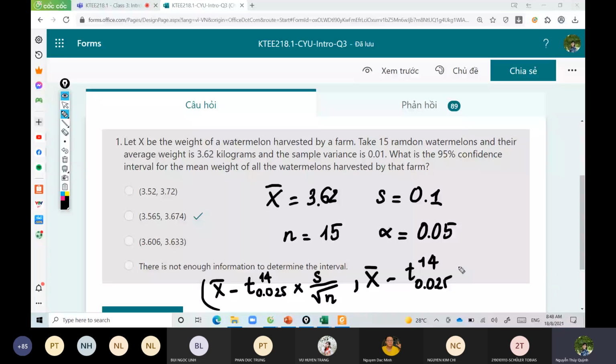Now just plug in the numbers. We have x bar here, 3.62. What is the value of critical t? It is 2.1448. And n is 15. Just plug in the numbers to get this value.